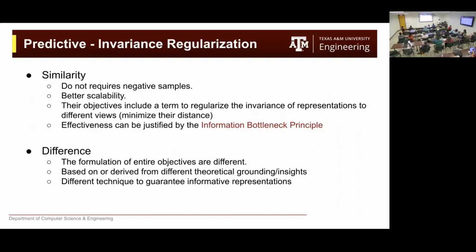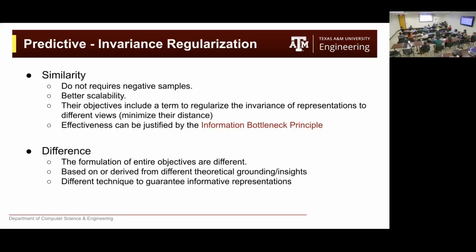there are some similarities among the predictive methods, specifically the invariance regularization methods. First, they do not require any negative pairs during training. As a result, they actually have better scalability because they do not require a very large batch size, since they do not need many negative samples. And also their objectives all include a term to regularize the difference.